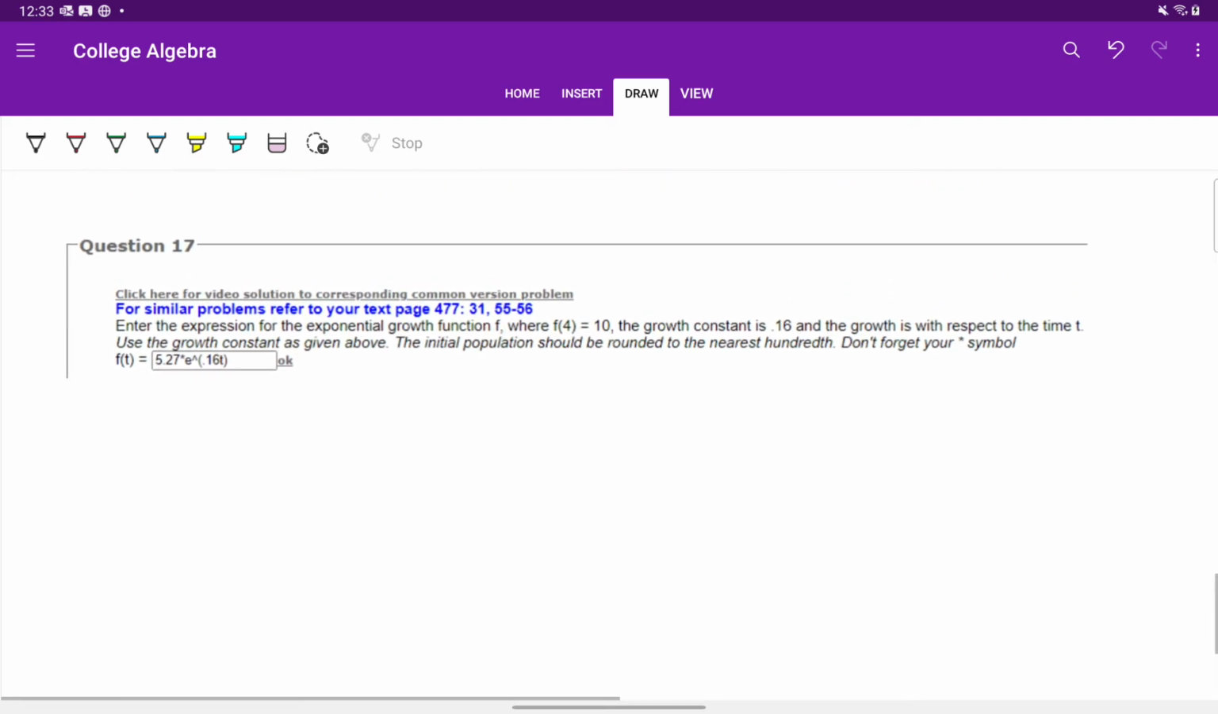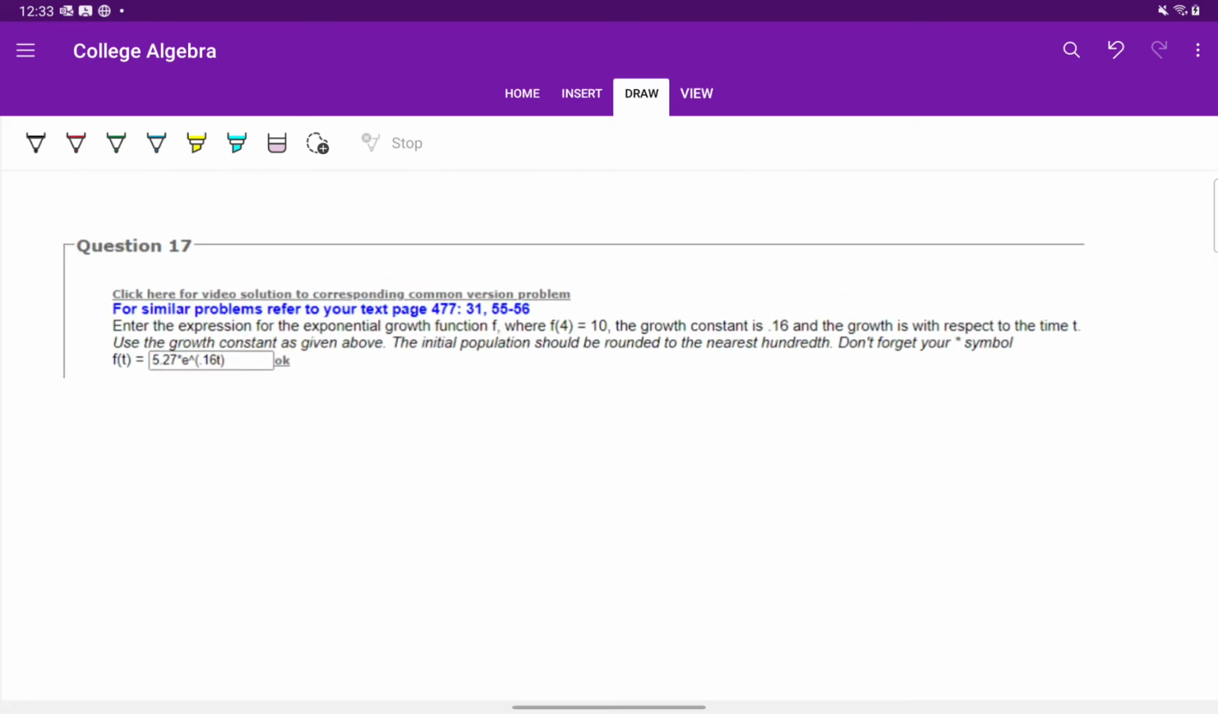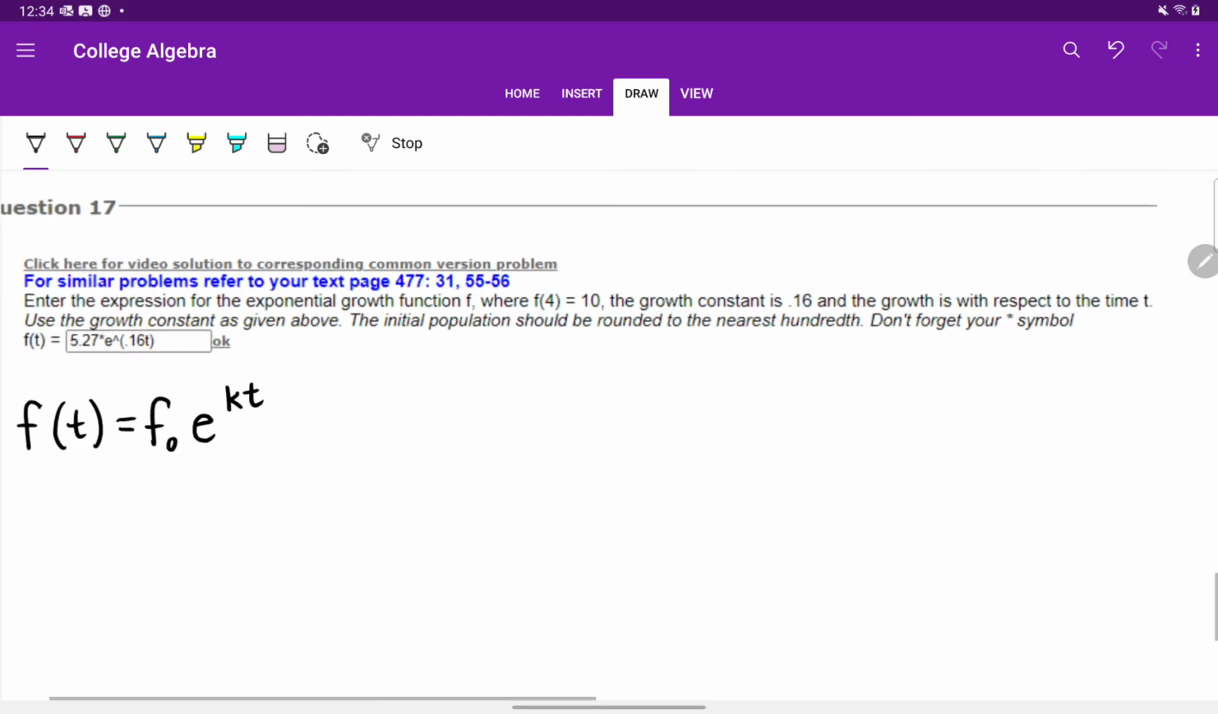All right, last example of this video. We are coming up with an expression now. So the function we're working with is f. I'm going to go ahead and write the basic function down. F of t would be equal to f naught times e to the k t. Now let's figure out what they're giving us. We've got a growth constant of 0.16. That's going to go in for k. So f of t equals f naught e to the 0.16 t.